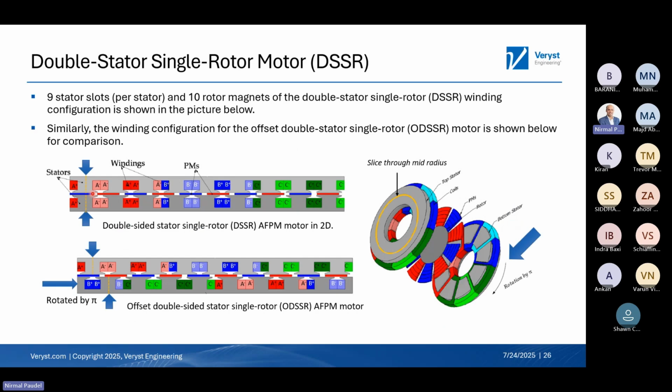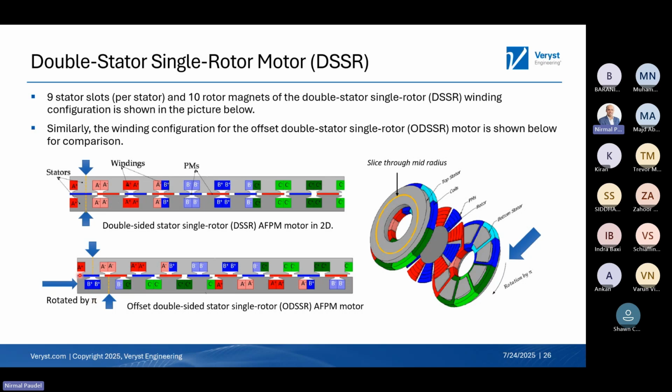So the top one is basically without offset. In the earlier simulations that I talked about, all the phase A tooth poles are matching. They're perfectly aligned on top of each other. So there is no offset or asymmetry. But on the bottom one, you see that it is rotated by pi. So your B phase, B plus plus for example, is here, which is now starting below the A plus phase here. So it's rotated by pi degrees.